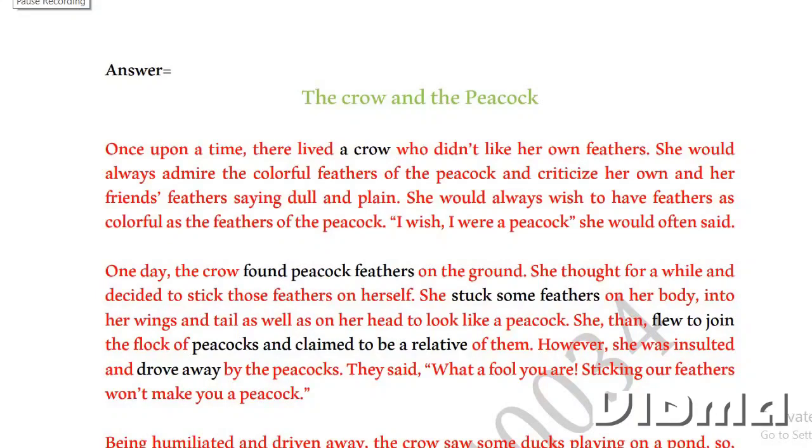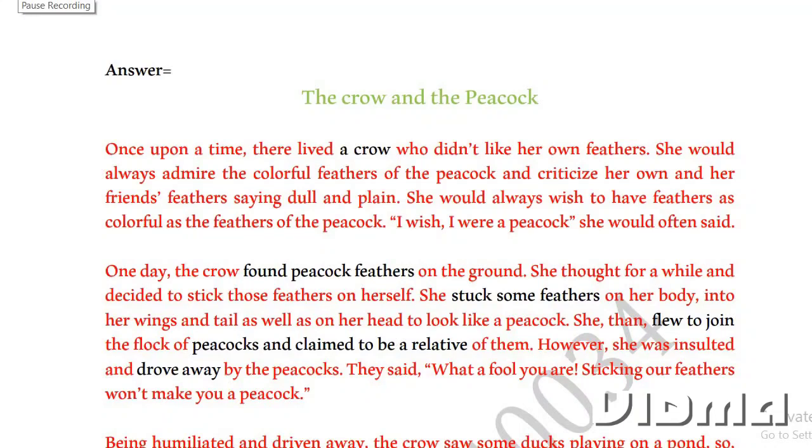Answer: The Crow and the Peacock. Once upon a time, there lived a crow who didn't like her own feathers. She would always admire the colorful feathers of the peacock and criticize her own and her friends' feathers, saying, dull and plain. She would always wish to have feathers as colorful as the feathers of the peacock. I wish I were a peacock, she would often say.